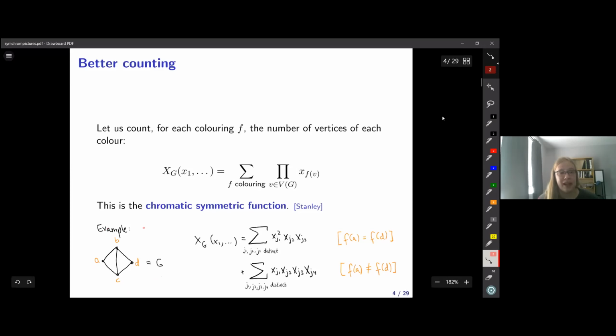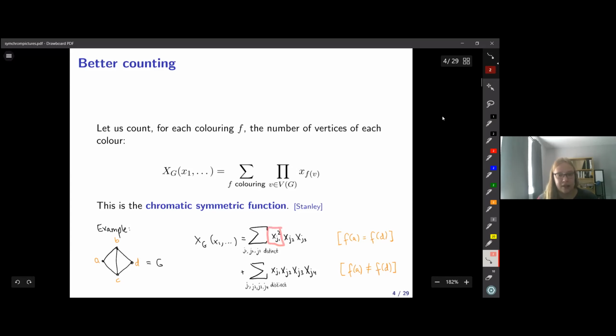So we can count all colorings by grouping them into 2 categories. Are A and D colored the same or not? If they are colored the same, then I will get a term squared corresponding to the color that A and D are given, and 2 terms to the power of 1 corresponding to the colors of B and C. So this is just the sum over all terms where the indices j1, j2, j3 are distinct, x_{j1} squared, x_{j2}, x_{j3}. Right, so I'm just counting.